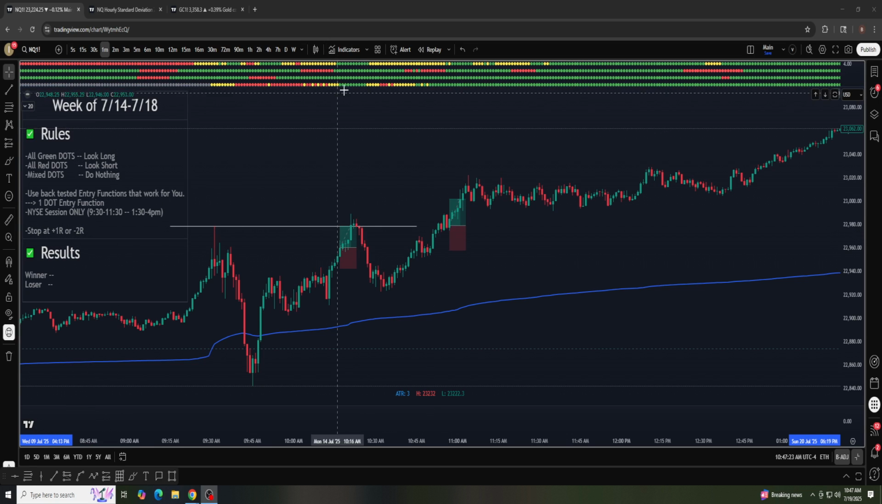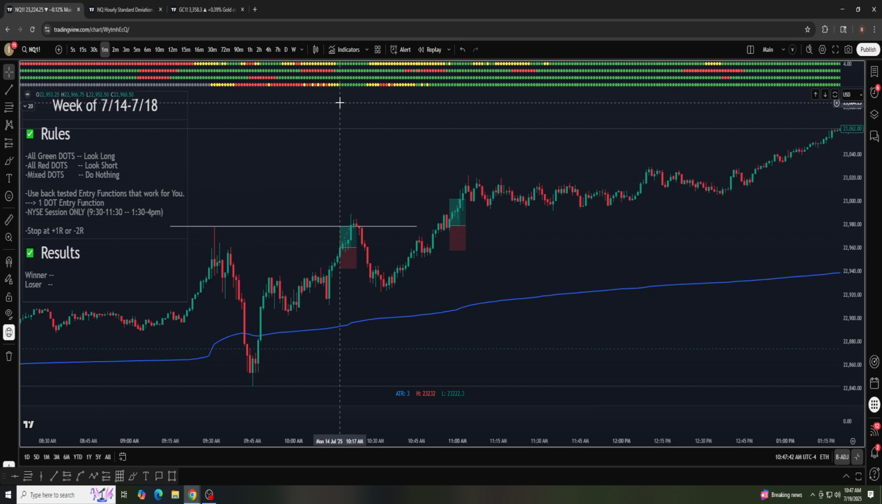And on the one dot entry function, you either look to trade towards some kind of liquidity as a target, or you can use the 1 minute ATR as a one-to-one risk reward. So let's just get right into it.